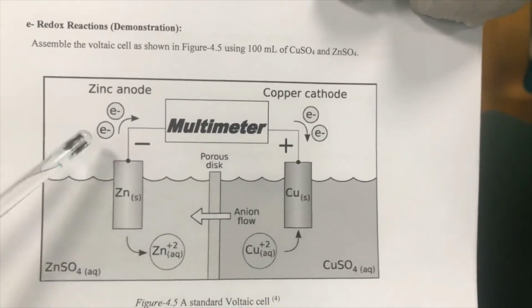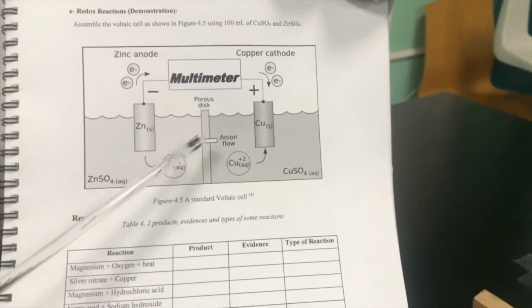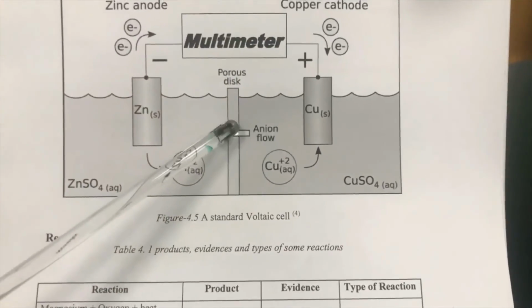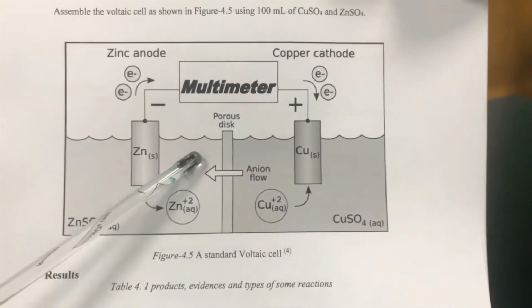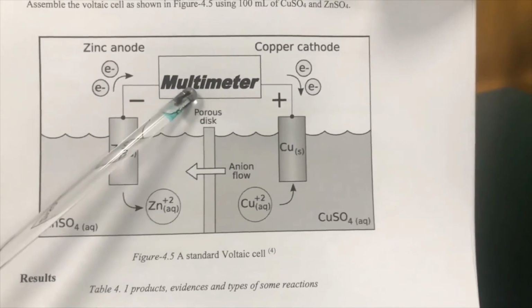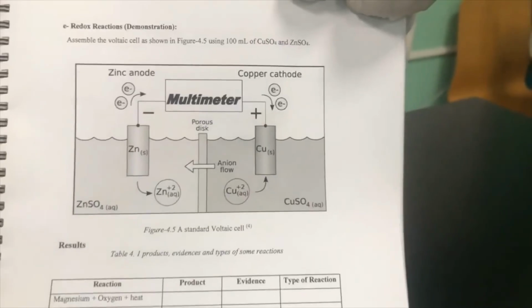Of course, in order to observe this reaction, we have to make a connection between these two solutions to complete the circuit. For that, we have to create a salt bridge here, as you will see when I show you the demonstration. Also, we can use a multimeter to show the flow of current as an observation. Okay, let me go to the demonstration part.